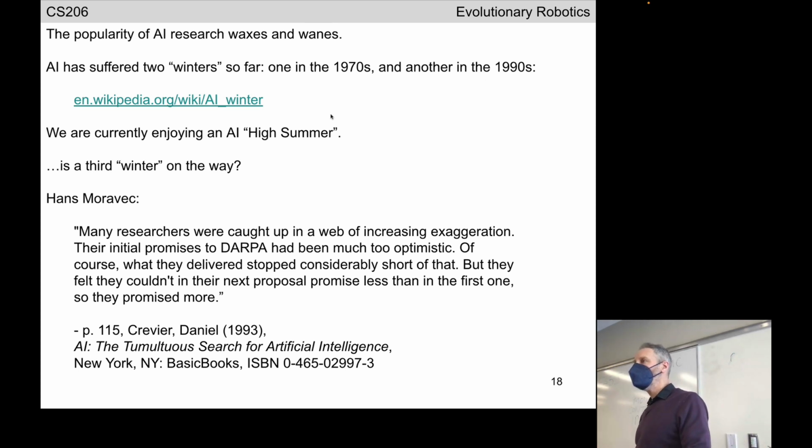We are now in high summer, right? Everyone on the planet, regardless of how technically inclined you are, knows that something is happening in AI. AI is getting better in some way.